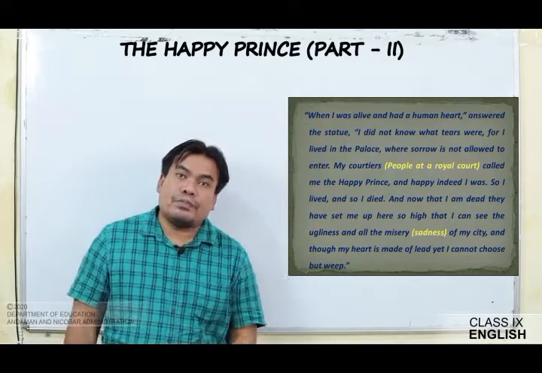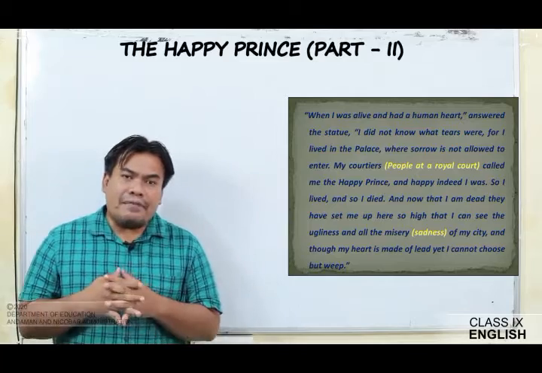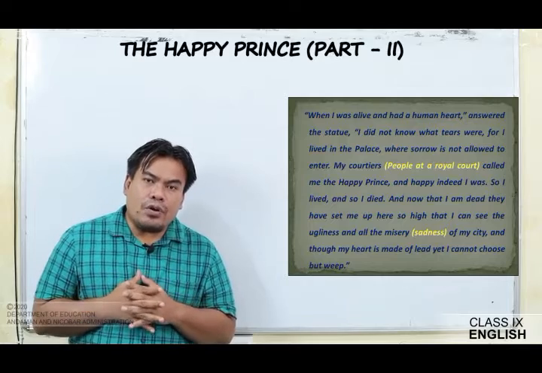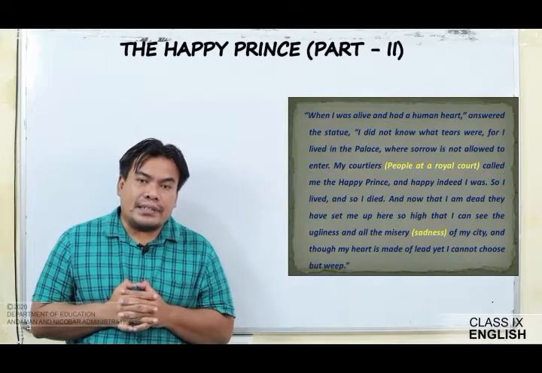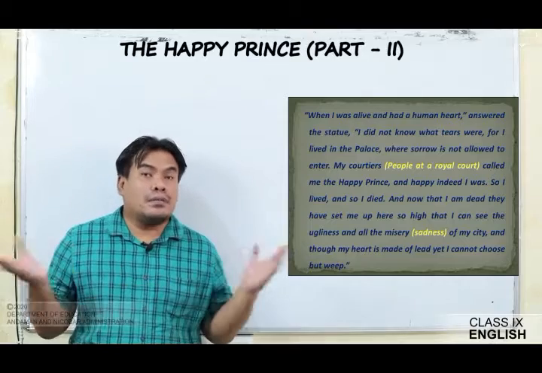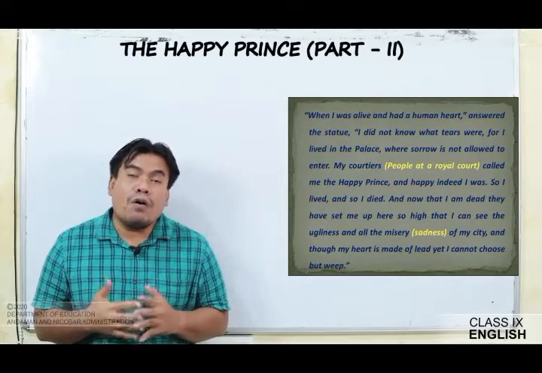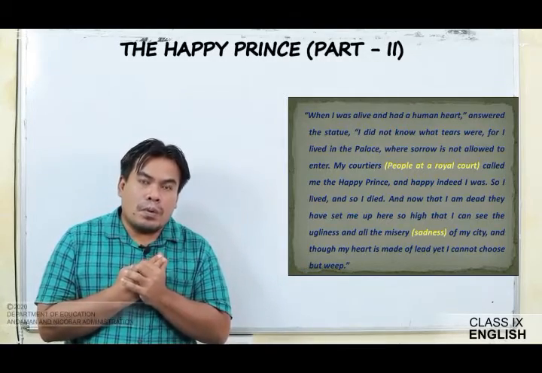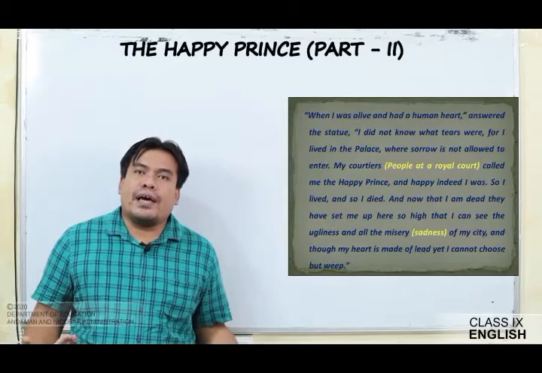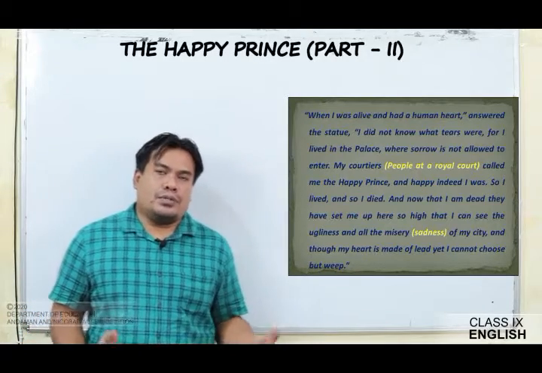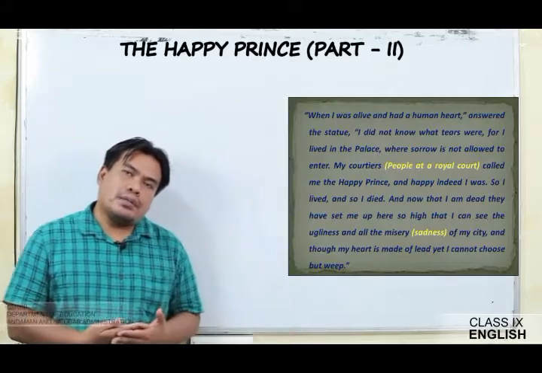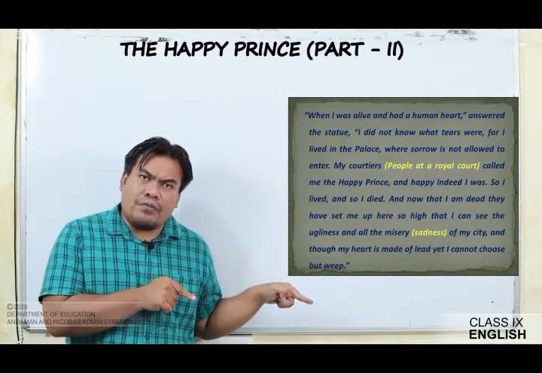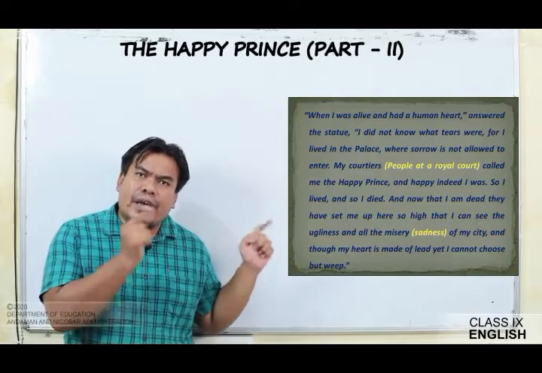When I was alive and had a human heart, answered the statue, I did not know what tears were, for I lived in the palace where sorrow is not allowed to enter. These are the statements of the prince. He is saying to the swallow, right now he is a statue, he's not an alive person. So here he is talking to the bird, the swallow, which had stopped for a moment to take rest while it was flying to Egypt.